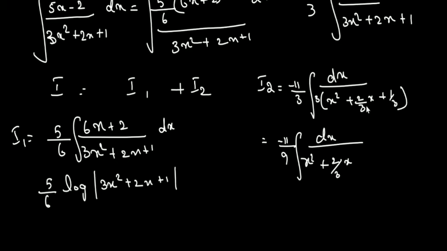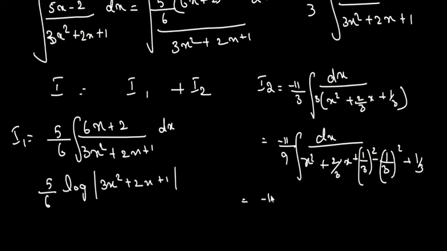You have to add and subtract a constant. So what is the constant? Take the coefficient of x, which is 2 by 3, and divide by 2. So it will become 1 by 3. Square it: 1 by 3 the whole square minus 1 by 3 the whole square. Add and subtract the constant, plus 1 by 3.